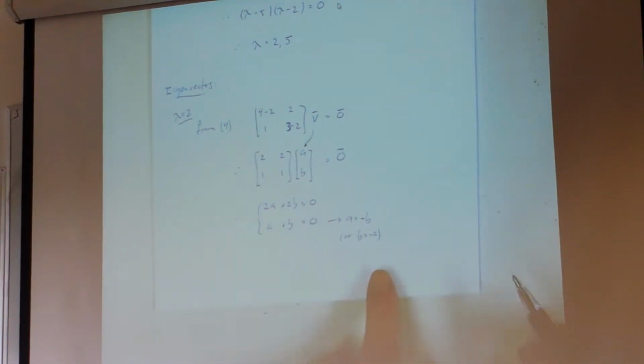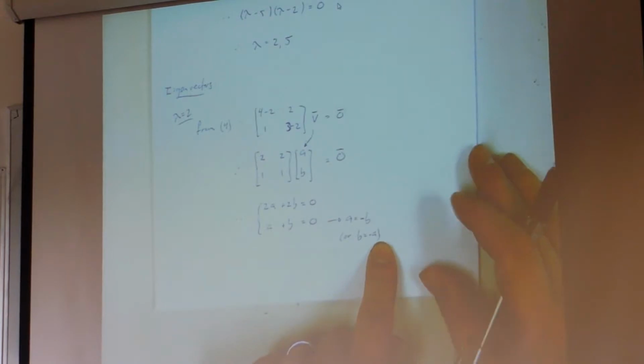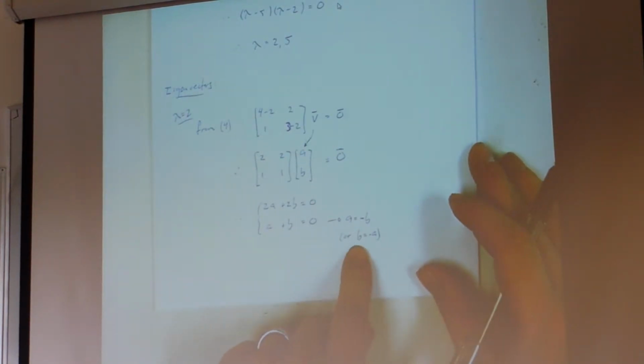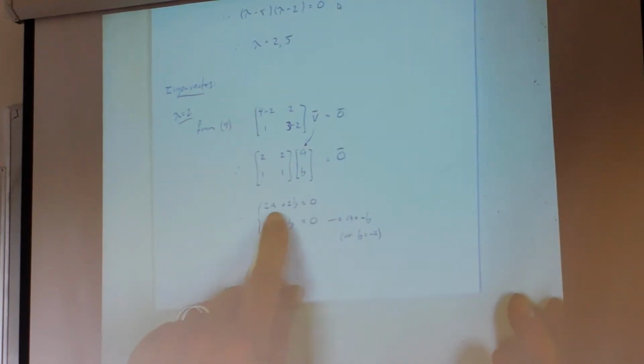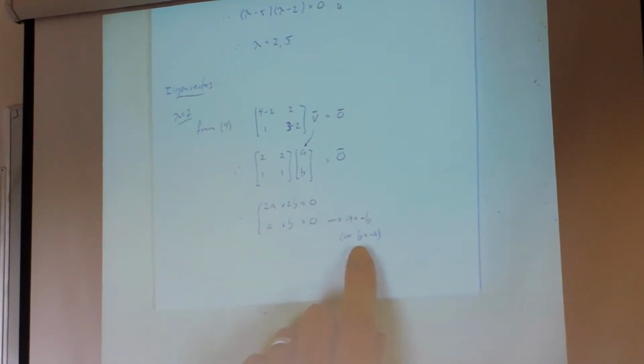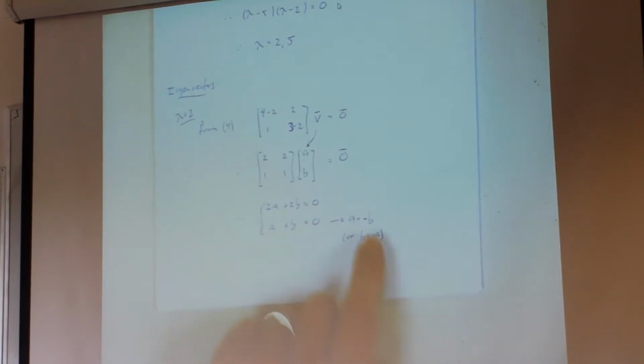Now, if I chose A equals 1, then B is negative 1. But this equation is the same thing. If I chose A equals 2, then B is negative 2. It would still be a solution. So there are infinitely many choices for A. B would be determined. But one thing that would be true is that every vector A, B that we get would just be a scalar multiple of each other.